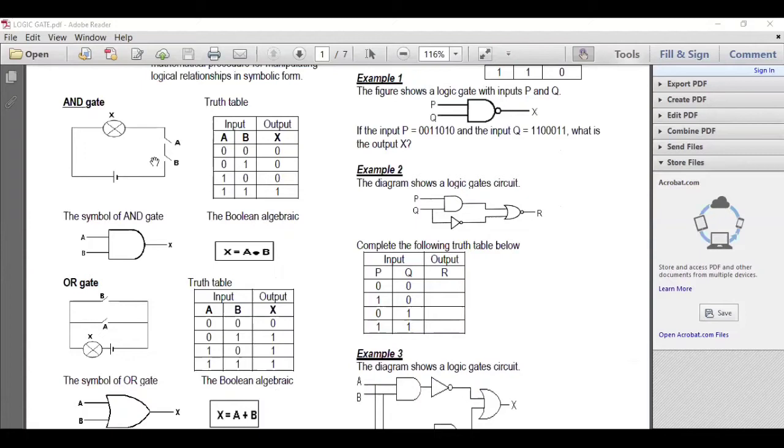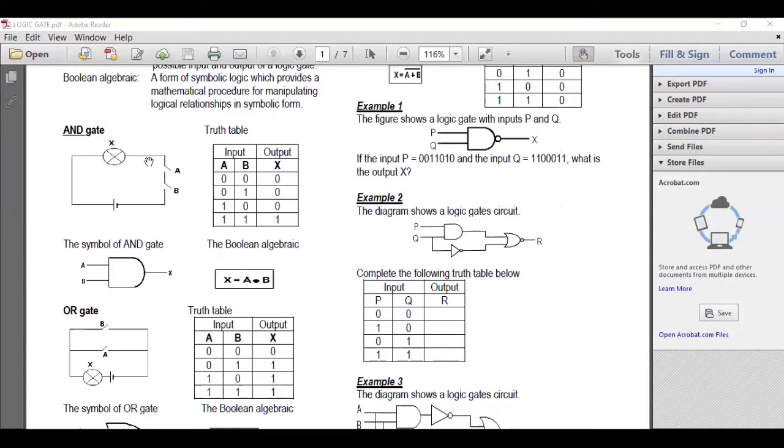Now we look at an example of a question. This usually comes out in objective questions. Usually they give you the symbol and ask you to find the output. Example: the figure shows a logic gate with inputs P and Q. What is the output of X?